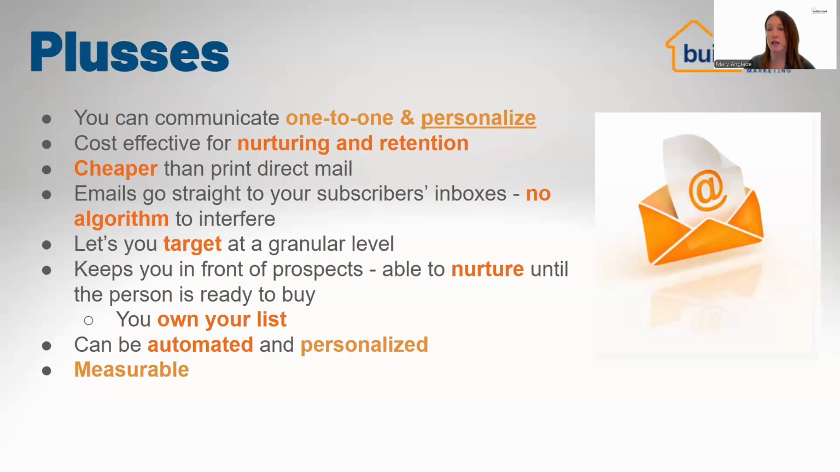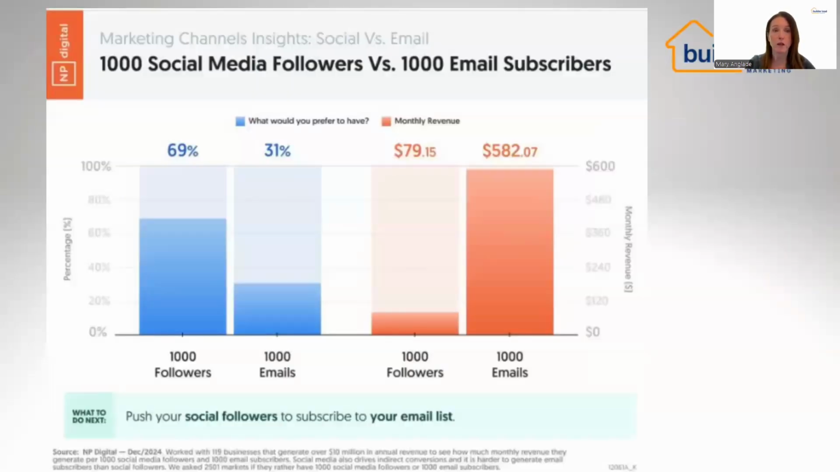You can target, you can take a list and you can say, well, I want to send an email to anyone who called me in the last year, assuming you have that information, you have their address. That's possible. You can do that. You have many ways to segment. You own your list if you take the time to build it, and it can be automated. And as I mentioned, it's very, very measurable.